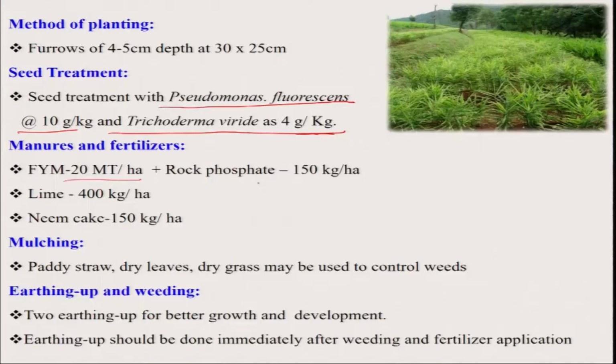So for this, generally I have already told, ginger is a very high nutrient exhaustive crop, yield is very high. So they need FYM 20 metric ton per hectare. We are also applying rock phosphate because most of the acidic soil are phosphorus deficient. So we should apply some amount of rock phosphate which is organically allowed.